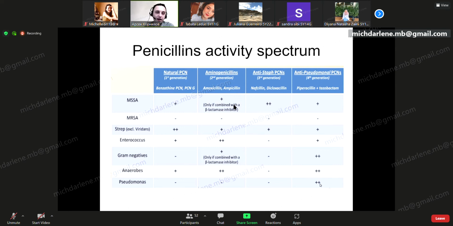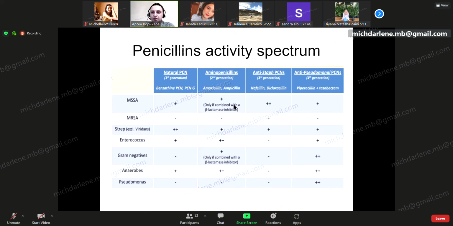So these generations among penicillins are generations number 4, 5, and 6. And if you suspect the presence of pseudomonal infection, especially in intensive care units, in severe clinical cases, of course, it's better to use generation 4 and higher.